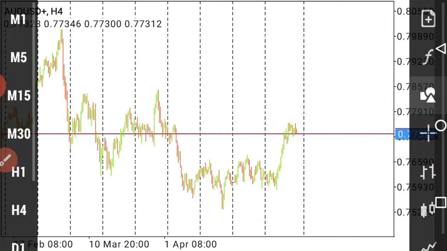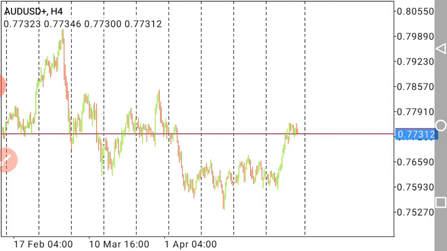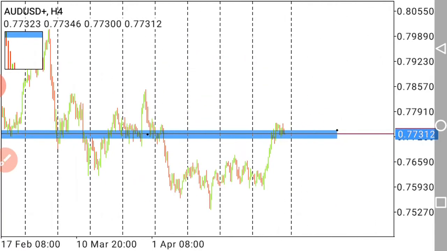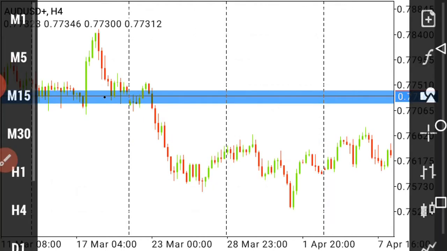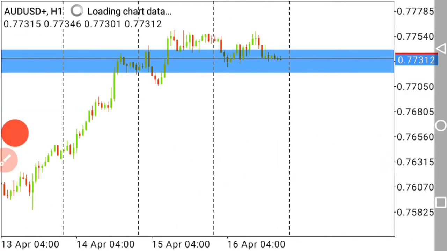From what we can see right here, let's just mark out some structures. This is the current market structure. So what are we expecting of this market? Now let's go to the 1 hour chart so you can see something clearer. Good. So this is the 1 hour chart.